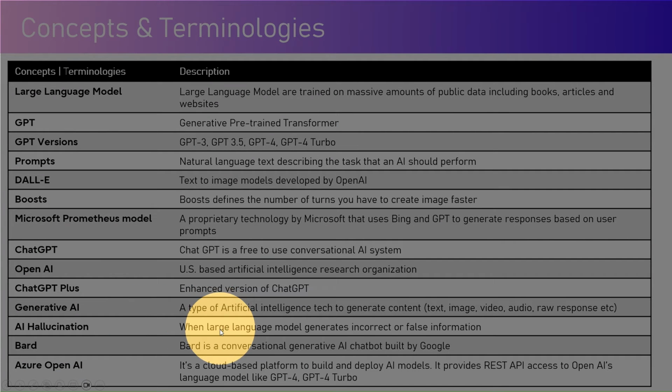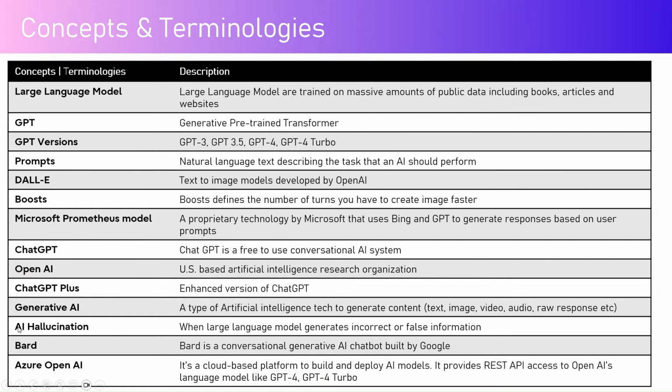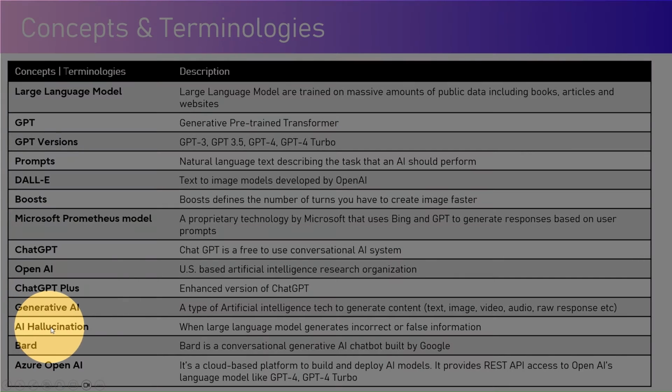AI hallucination is when a large language model generates incorrect or false information. So as I mentioned to you, AI will not generate the right answer every time. The process of the AI generating a wrong response or false information is called AI hallucination.